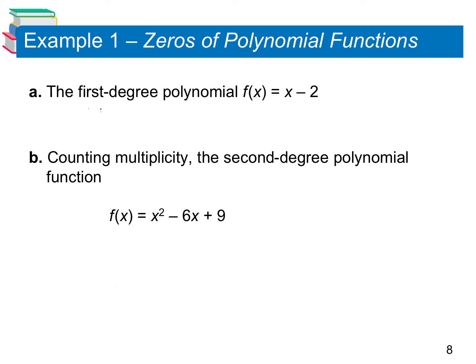All right, for A, it says the first degree polynomial. This is x to the 1st power. That's our highest degree. So we know we're going to have one answer here. So when we set this equal to 0 and solve, add 2 to both sides, x is equal to 2. And that's our one answer.